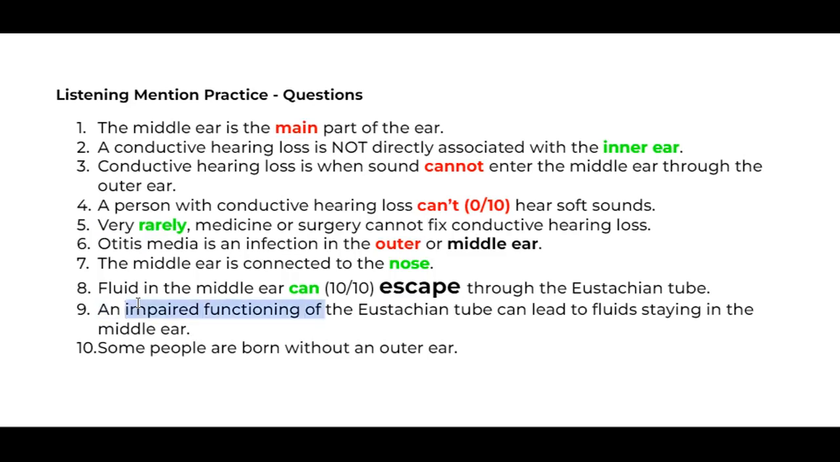"An impaired functioning of the eustachian tube can lead to fluid staying in the middle ear." This is clearly mentioned in the audio. So that is also a mentioned statement. "Some people are born without an outer ear." There is no confusion. This is very clearly mentioned: they are born without an outer ear is very clearly mentioned in the audio.